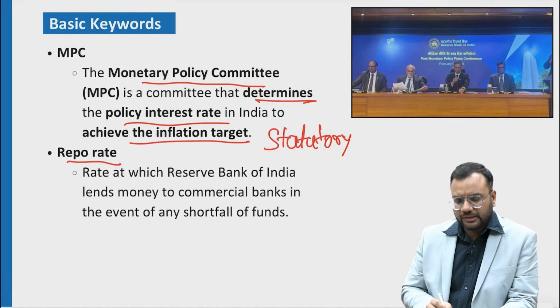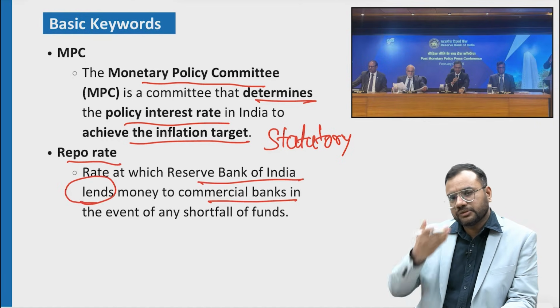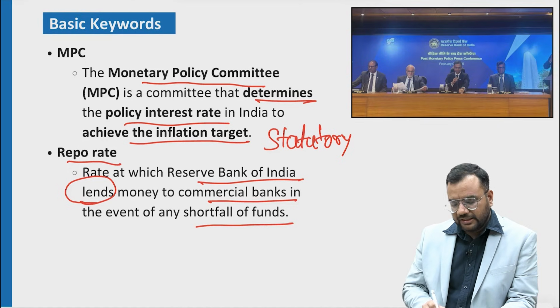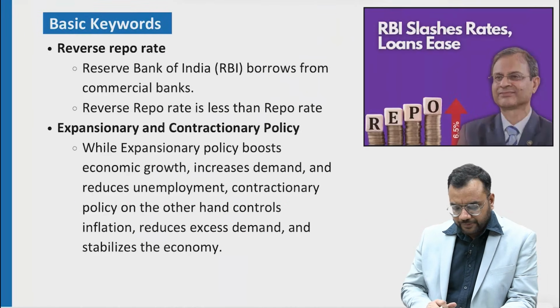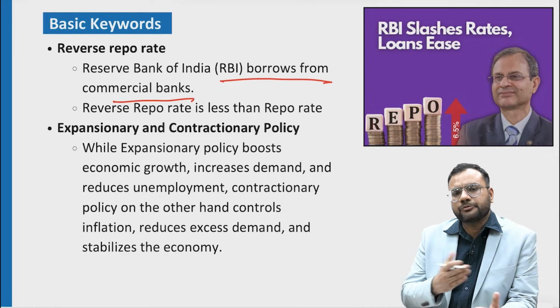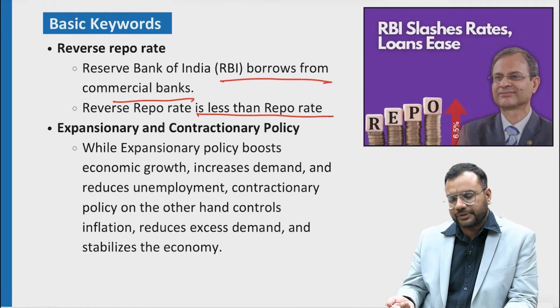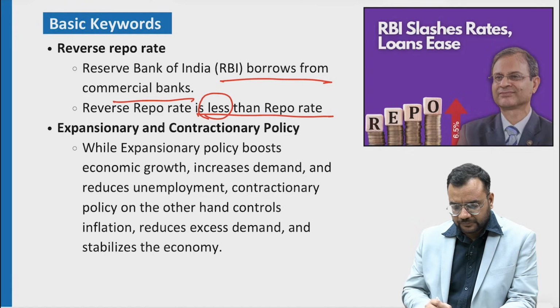Then what is repo rate? Rate at which RBI lends money to the commercial bank. So the rate at which commercial bank take loan or money from the RBI in event of any shortfall of funds. Then what is reverse repo rate? So this is the rate at which RBI borrows from commercial bank. This is just opposite of what is repo rate. This is usually less than repo rate. You have to focus.